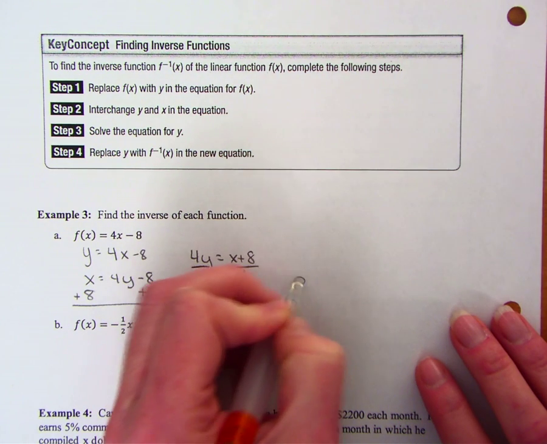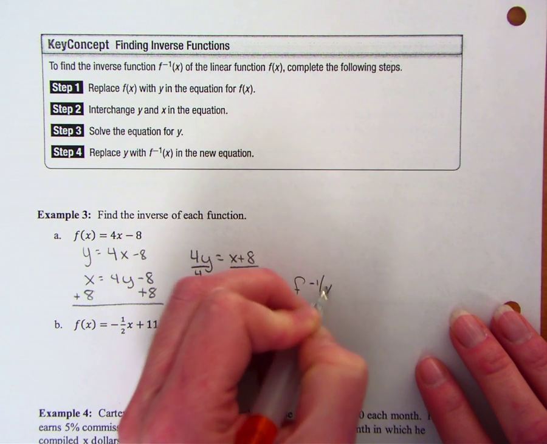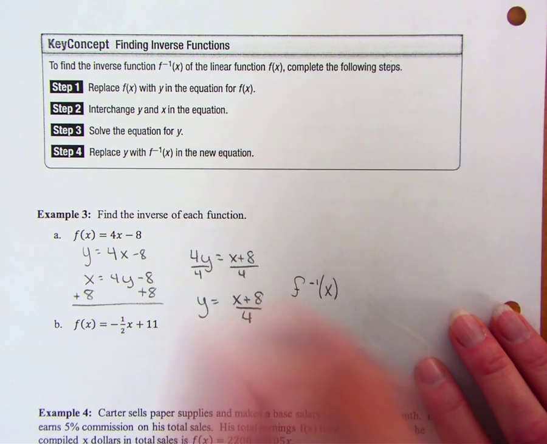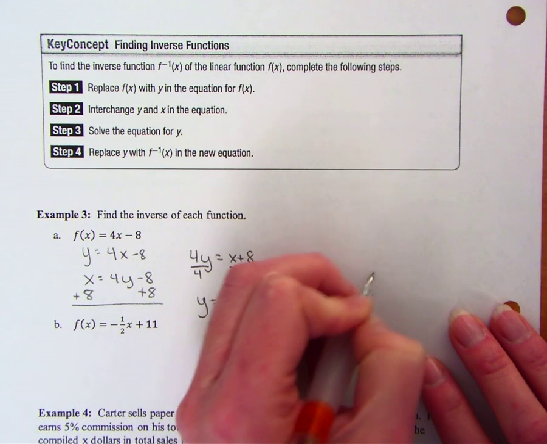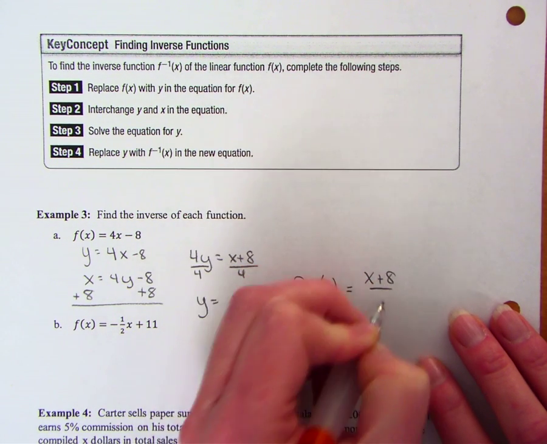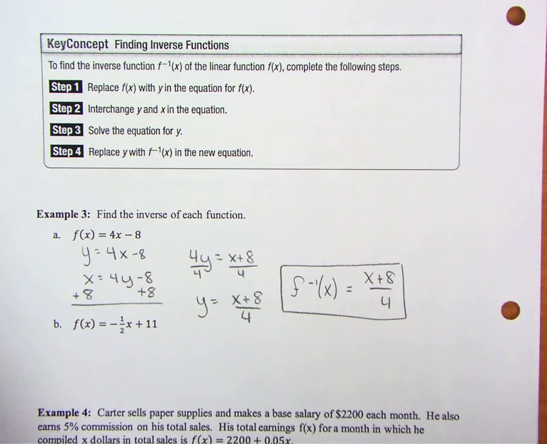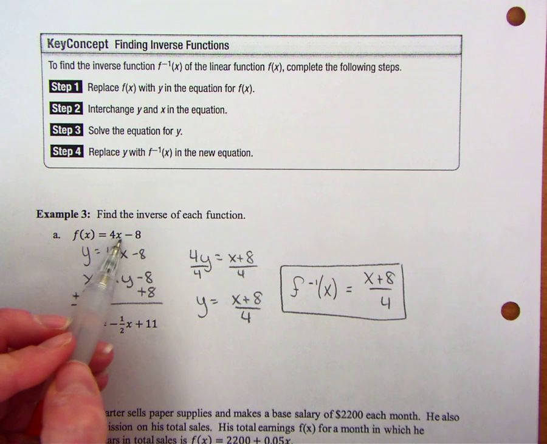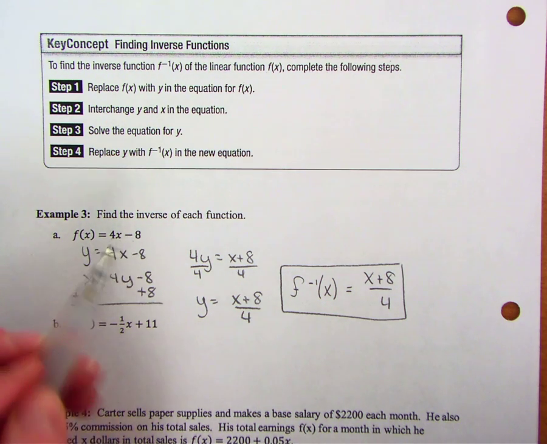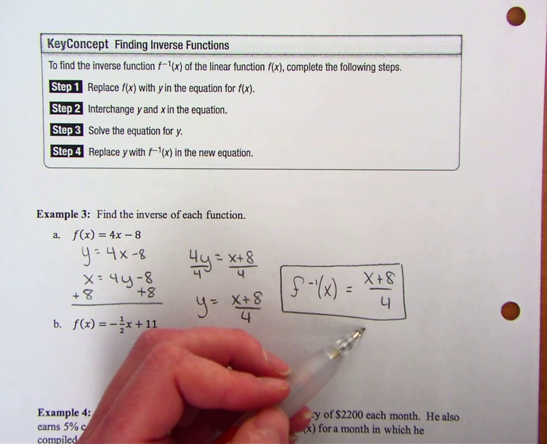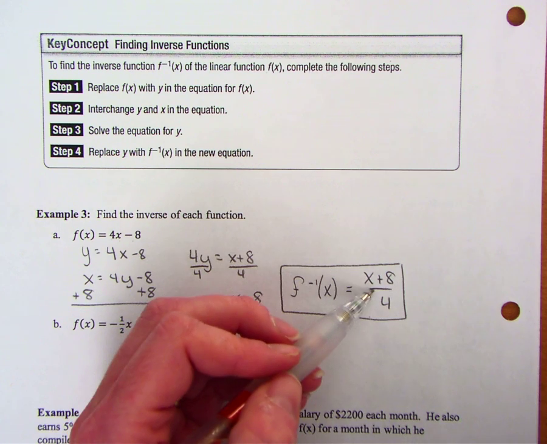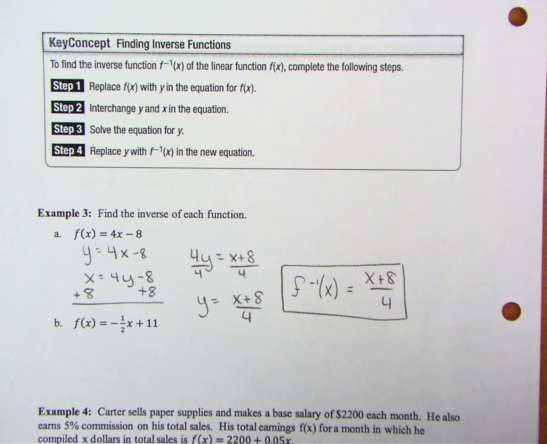And then the notation we use for inverse is f negative 1 of x. So that's going to be (x plus 8) over 4. So that is the inverse equation. Now if you look at the original equation, we were multiplying by 4 and then minusing 8. You should find that the operations are the reverse. So we're going to divide by 4 and add 8.